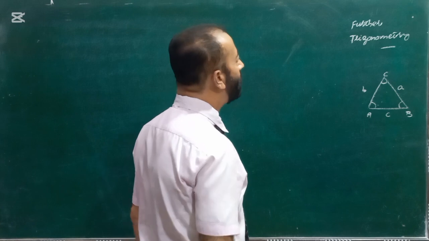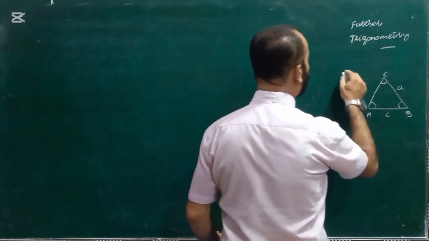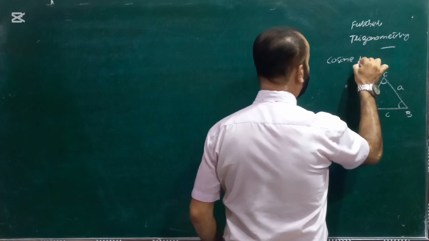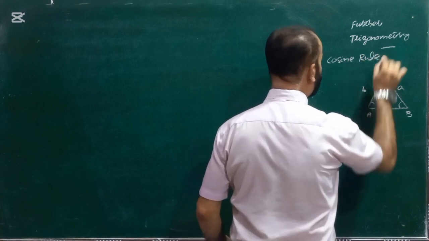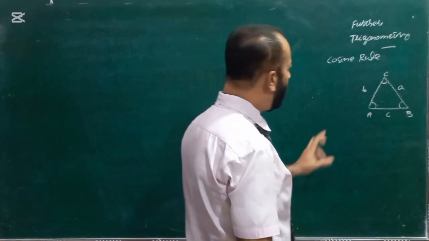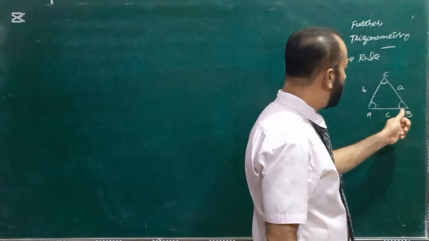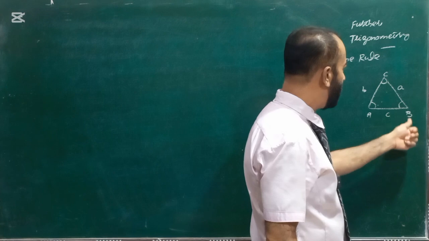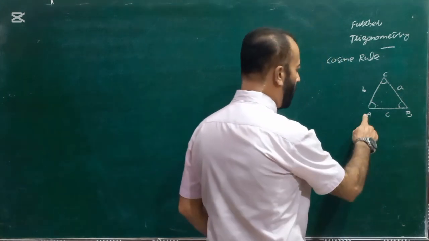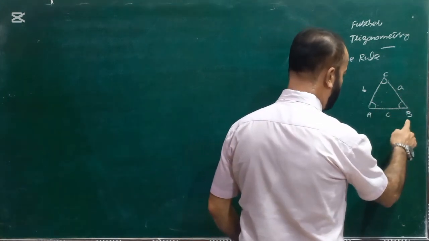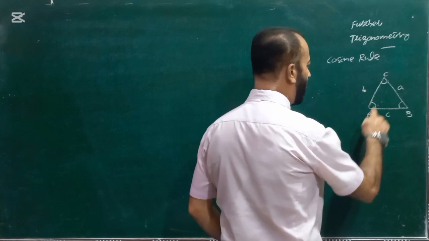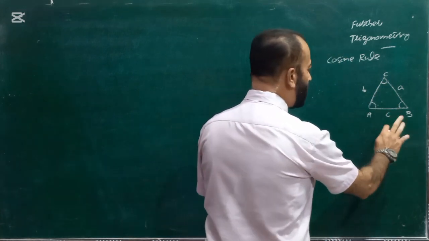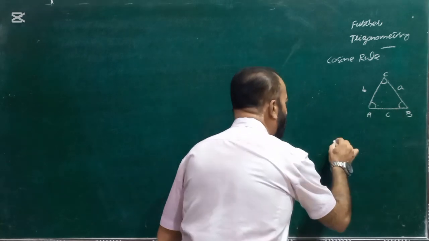The next thing that we are going to read in the further trigonometry is the cosine rule. So concentrate yourself. In any triangle, three angles are there. So suppose we have plotted triangle A, B, C. The side opposite to A is small a, the side opposite to B is small b, and the side opposite to C is small c. So three angles and three sides are there in a triangle. So look now, cosine rule.